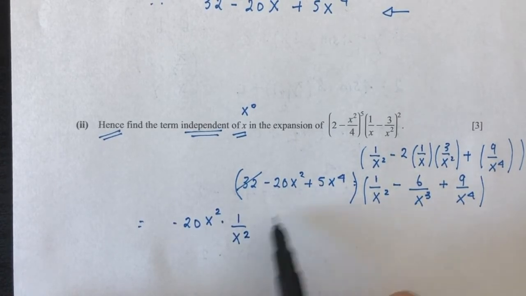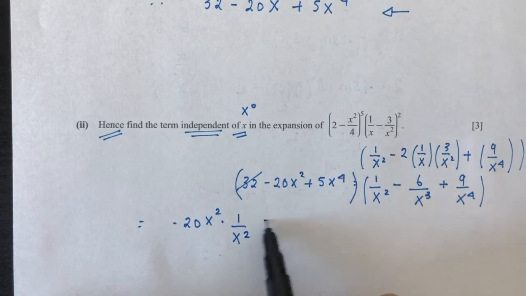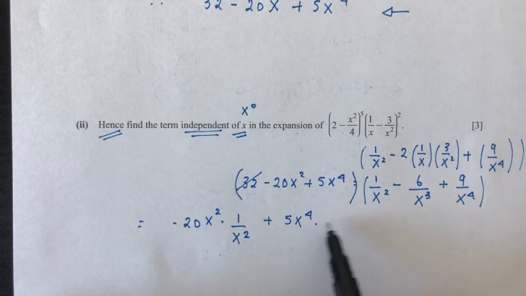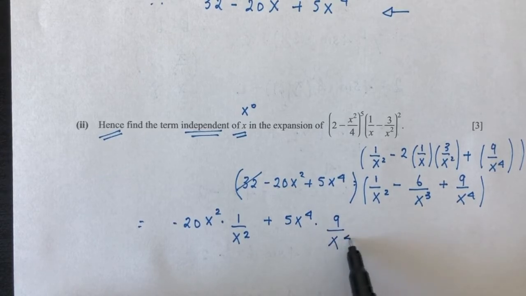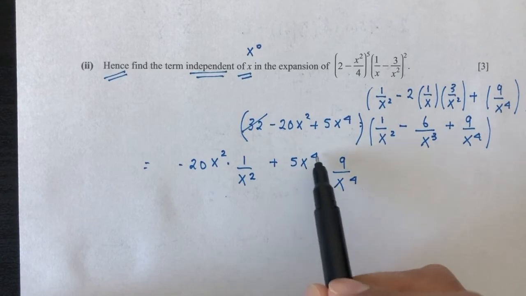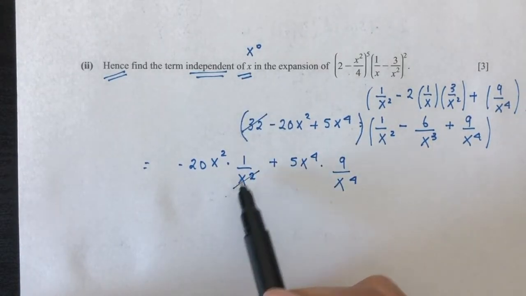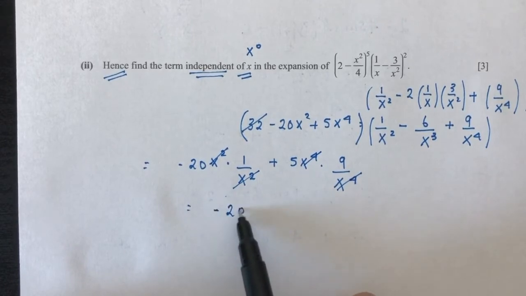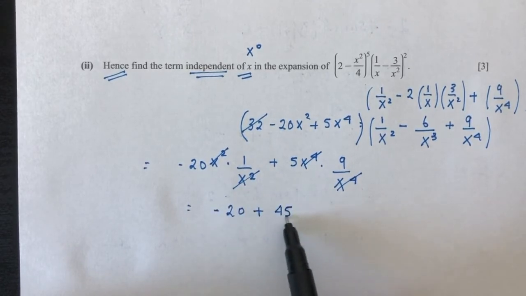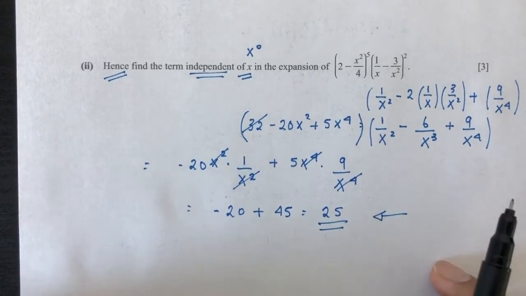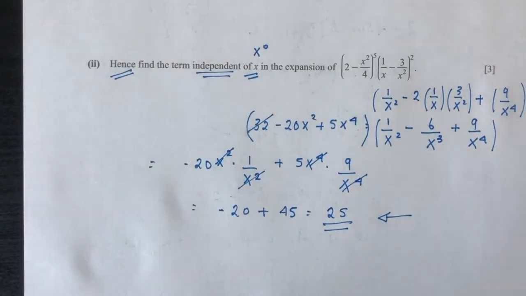How about this one? This will be for this one: plus 5x power 4 times 9 over x power 4. That will be the only two options where we have x power 0. So the other terms go away. That will be minus 20 plus 45. That will be 25. So this will be your answer for part 2. And that is question number 3.